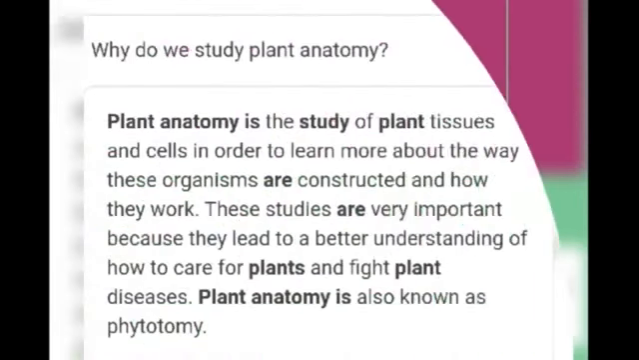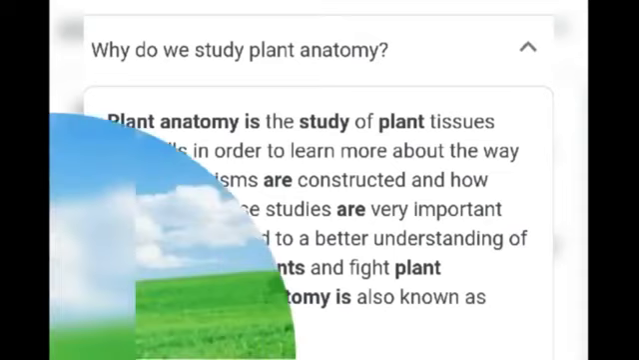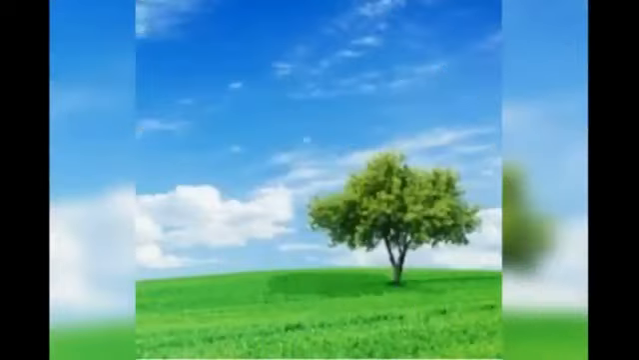Why do we need to study plant anatomy? These studies are very important because they lead to a better understanding of how to care for plants and fight against diseases. So this is the main thing. We need to understand what plant anatomy is. Then two ways it can be taken up. One is the study of the external organs.